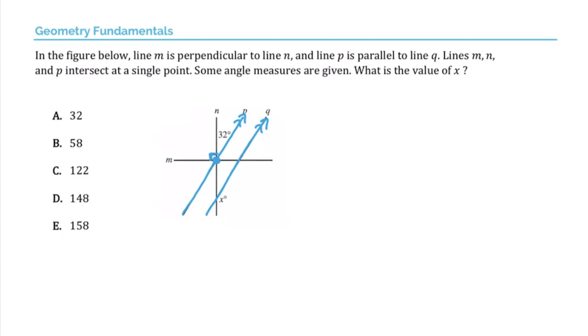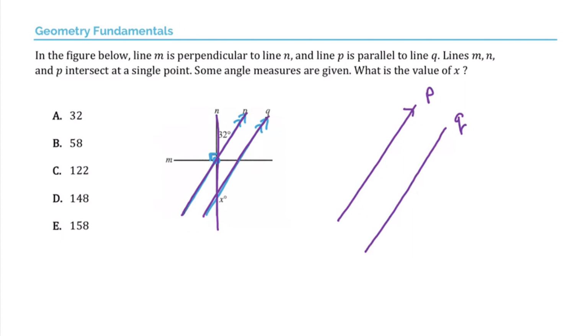Some angle measures are given. What is the value of X? So what I want you to visualize here is if I have these 2 lines, P and Q, and they are cut by this transversal N. Okay, so I'm going to redraw that to the right. Here's P, here's Q. I'll go ahead and label them.